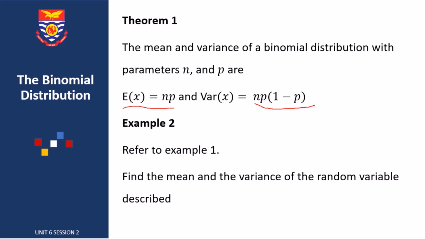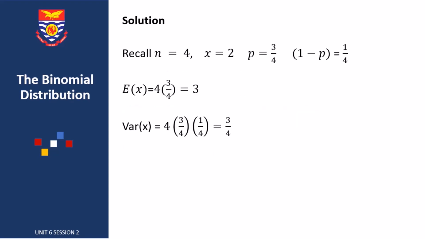If we are to find the mean and the variance from that, then what will it be? n is 4, x is 2, p is 3 over 4, and 1 minus p is 1 over 4. The expected value, that is the mean, is equal to np, and n is 4 and p is 3 over 4. Multiplying them together gives 3. The variance will be np multiplied by 1 minus p, that's 4 multiplied by 3 over 4 multiplied by 1 over 4, and the result is 3 over 4.